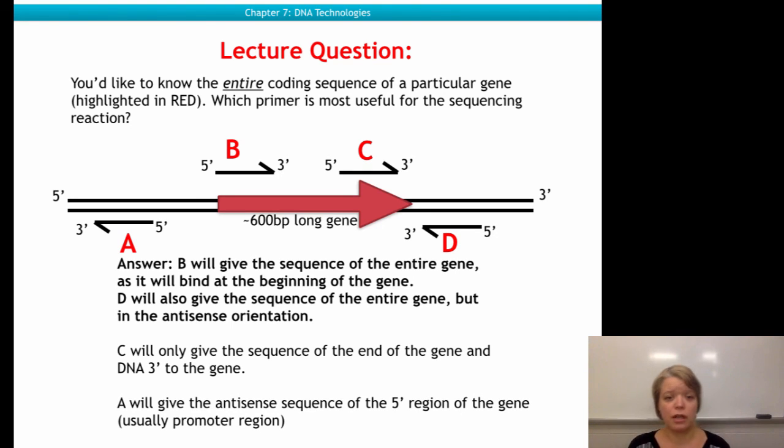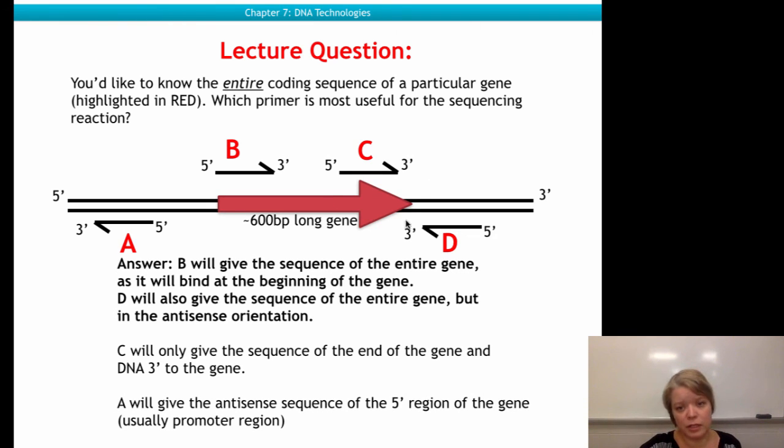B will read in this direction and will give you the sequence for the entire gene, which, if the gene is 600 base pairs long, you will have no problem getting the entire sequence from the sequencing facility. It binds at the beginning of the gene and it will give you the sequence for the whole thing. Now, you can also use D. D will give you the sequence in the antisense orientation, so it will be reverse and complementary to the 600 base pair long gene, but you can reverse and complement the sequence and get the correct stuff.